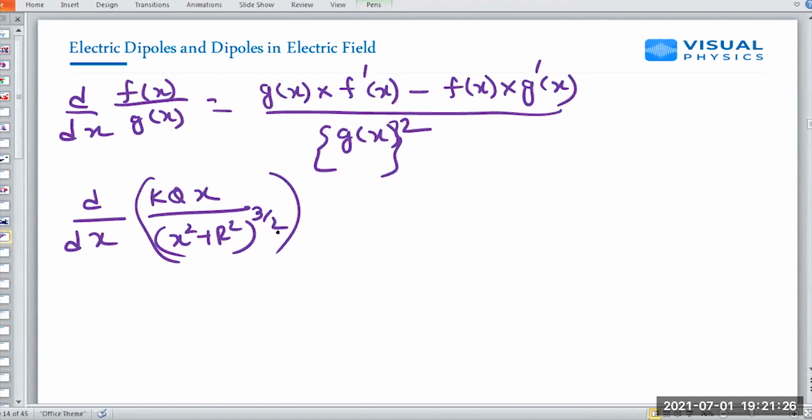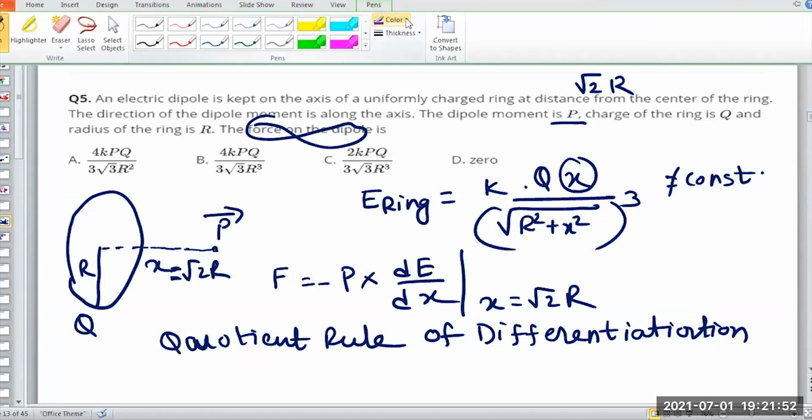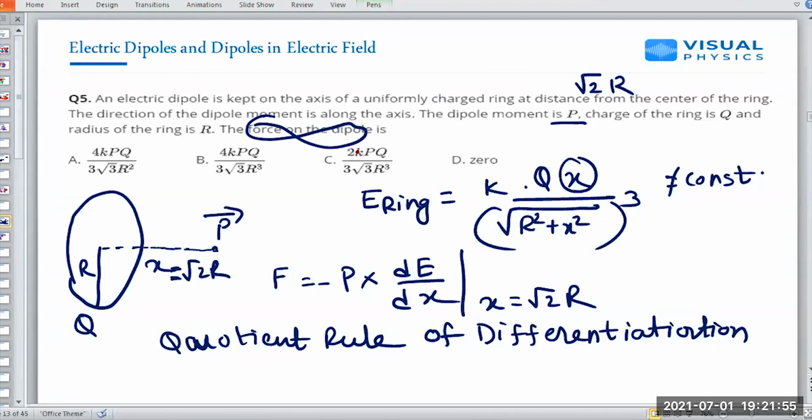You just have to differentiate, and that is a pure mathematical part which you can do on your own. My final answer will come as F is equal to minus KQ upon 3 root 3 R cube. Again, I am sorry to say, but no option is matching the answer. So all the options are wrong. So this question was not properly framed. I'm sorry for that. KPQ by 3 root 3 R cube. This is my answer. Okay.